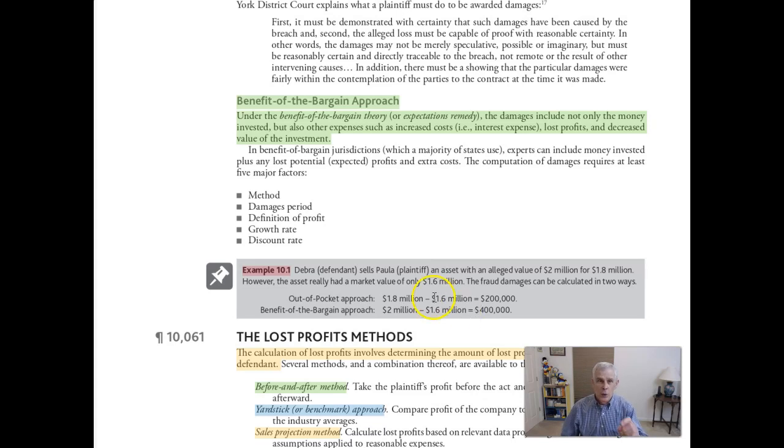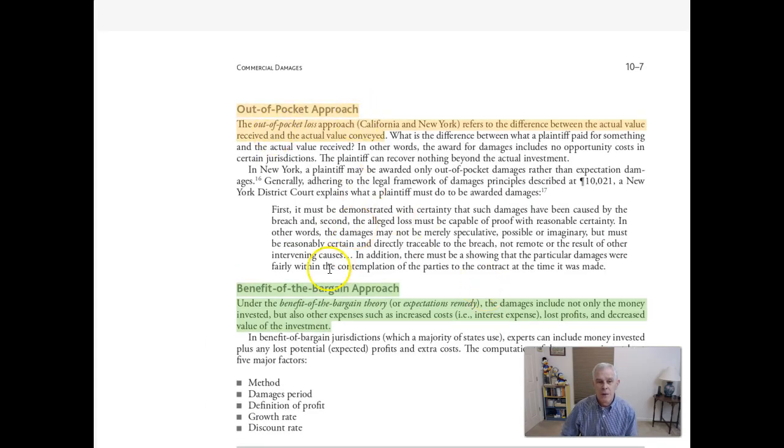If you're in a state where you can use the benefit of the bargain approach, you get more. It was put forward to you that it was worth $2 million. It's only worth $1.6. They don't even look to see how much you paid for it. But the person said it's worth $2 million. It's only worth $1.6. The amount of the award under the benefit of the bargain approach is $400,000. Okay. So just a quick explanation of out-of-pocket versus benefit of the bargain, and it might depend on which jurisdiction you reside in, or the plaintiff and defense resides in.